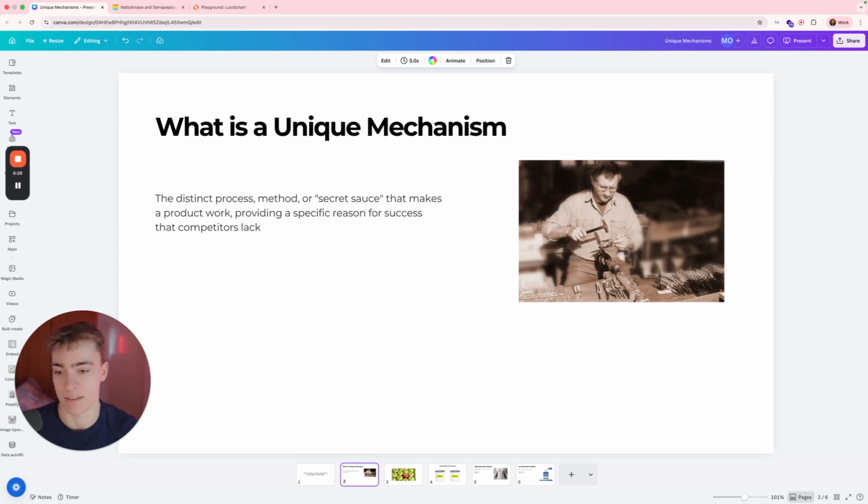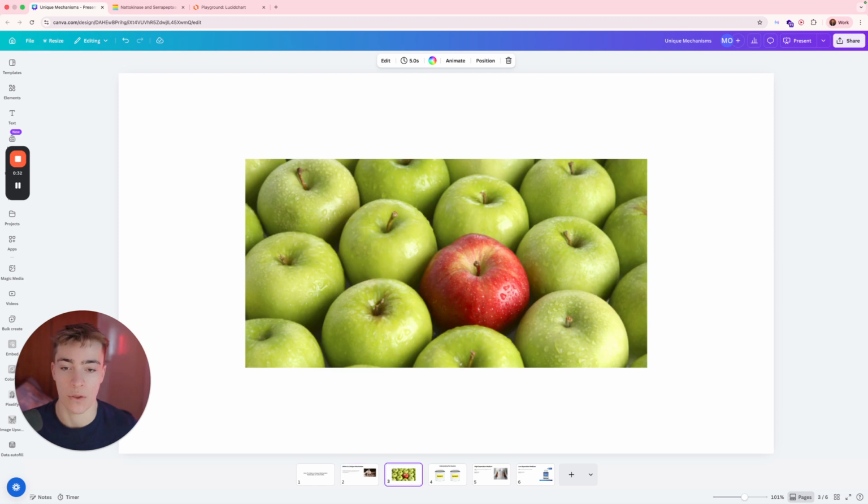Basically, it's like the distinct process or method, or secret sauce, call it, that makes your product stand out as opposed to others. So think of it as, this is why you are unique. If you're helping people sleep better, if you're solving inflammation, if you're doing X, Y, Z, this is why people should choose you over others.